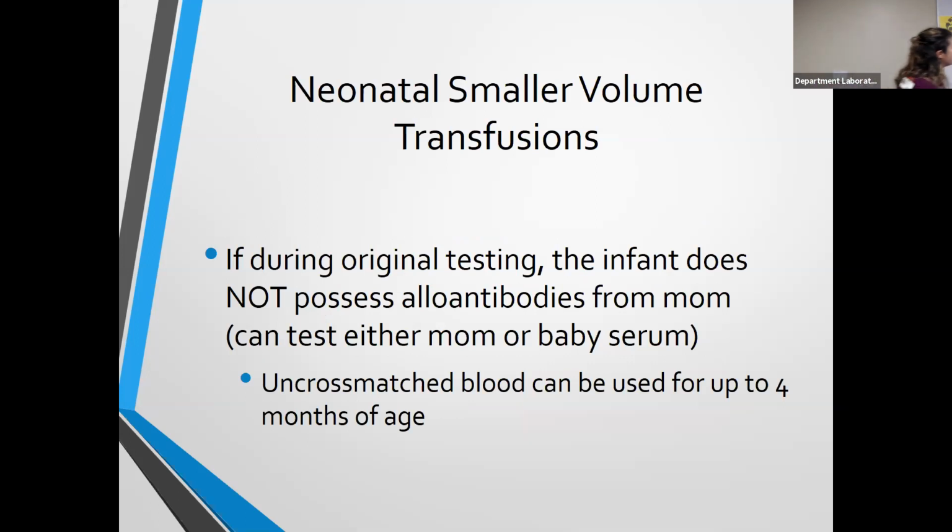And so this just says you can either use mom's sample for testing, all right? If you want to make sure that unit is compatible, then you can use mom's plasma. If mom's plasma is not available, you can use baby's. But you always want to contact where the delivery of that baby was to get mom's information, okay, to see if she has any known antibodies and what antibody it is. If mom has an antibody, that baby unit that you choose must be antigen negative, okay? So if mom does have anti-Kell, which is the second most antigenic, we see it a lot too in HDN cases, that unit must be Kell negative, okay?